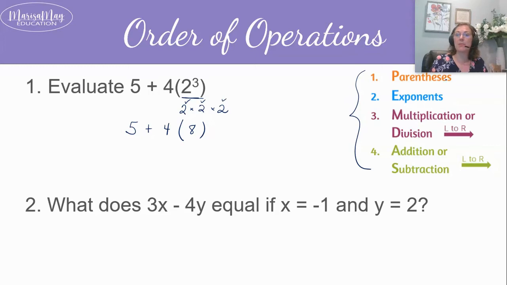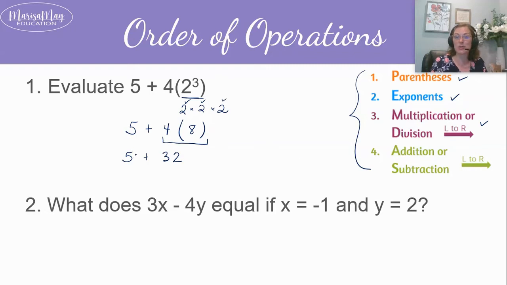All right, now my parentheses step is done. My exponent step is actually done too. And now we're going to multiplication or division. And this L to R means we're going to do it in order from left to right. So I know you probably want to do 5 plus 4, but I want you to wait, and we're going to do the multiply part first. So we're going to do 4 times 8, which is 32. So now we're done with the multiply or divide step.